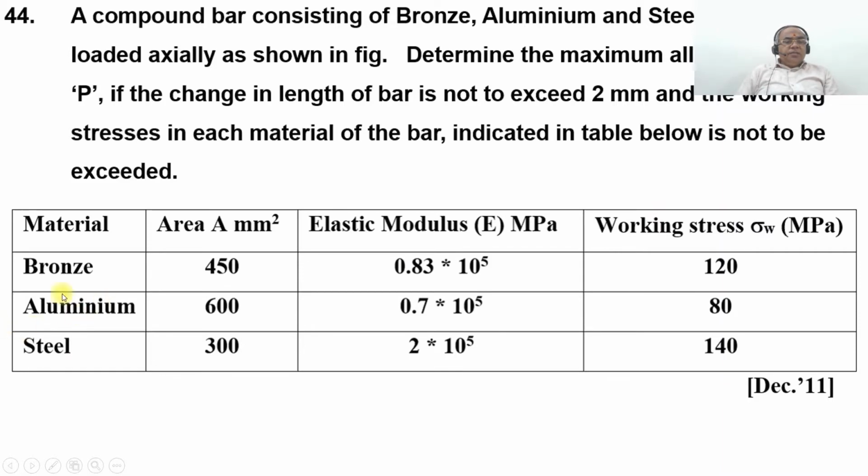exceeded. So the materials are bronze, aluminium and steel. For area, which is measured in mm square, bronze will have 450 mm square, aluminium will have 600 mm square, and steel will have 300 mm square. And then the elastic modulus, which is measured in MPa: bronze is 0.83 into 10 to the power of 5, aluminium is 0.7 into 10 to the power of 5, and steel is 2 into 10 to the power of 5. Similarly, the working stress sigma W, which is measured in MPa, for bronze is 120, aluminium is 80 MPa, and steel is 140 MPa.